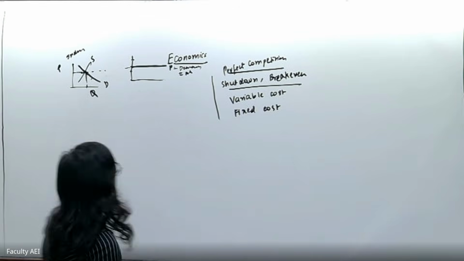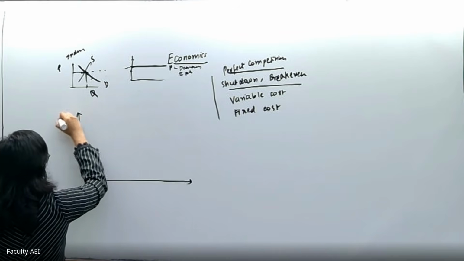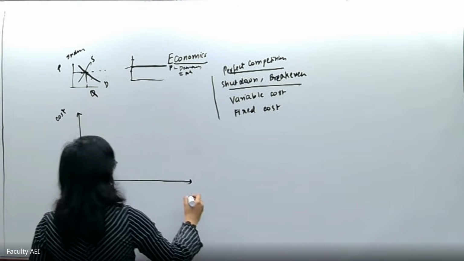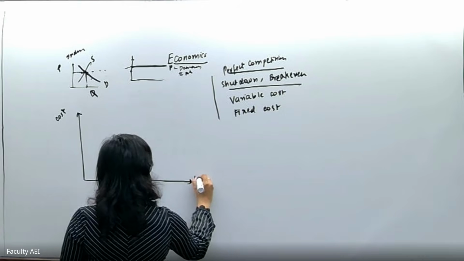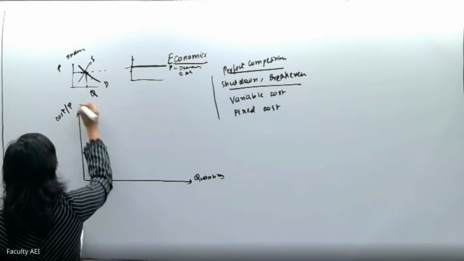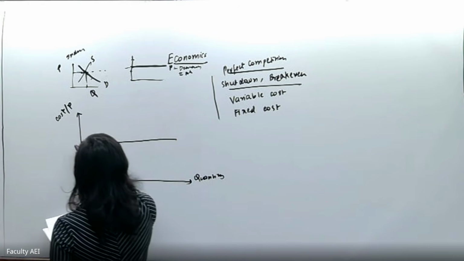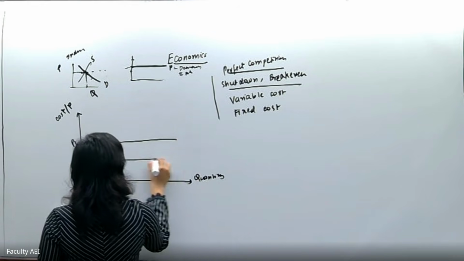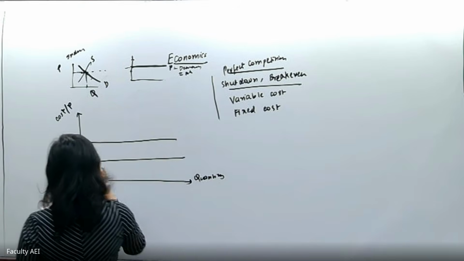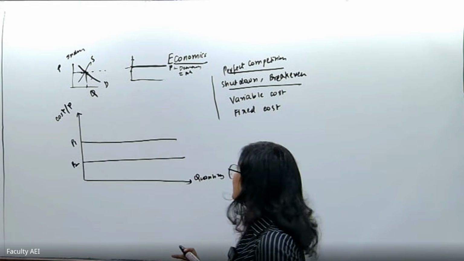So if this is the cost and this is the quantity, basically this is the price and this is the quantity, this is my P1, this is my P2. So P1 is equal to AR equal to MR, that we know.